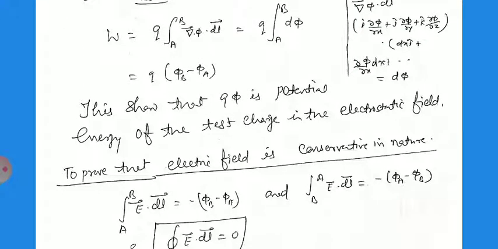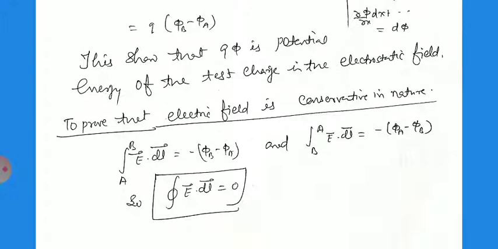To prove the electric field is conservative in nature, we know that integral A to B E dot dl equal to minus phi B minus phi A, and integral B to A E dot dl equal to minus phi A minus phi B. So the sum of these two, we can write for the closed path, closed integral E dot dl equal to 0.